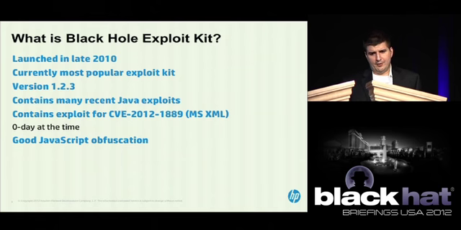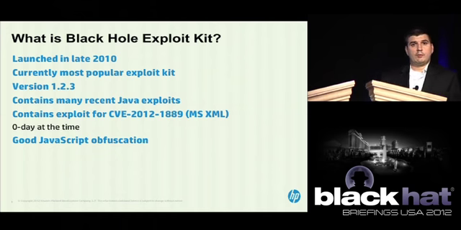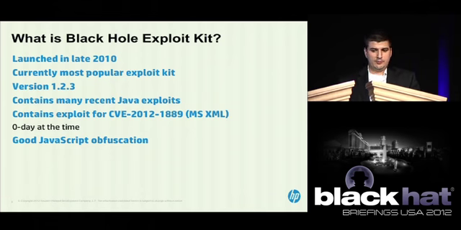And so I believe the last version was 1.2.3. They may have just recently updated it because they did just add a few new exploits. A lot of the exploits they've been using have been targeting Java vulnerabilities, and I'll get into that a little more in a couple of slides. Then there was a Microsoft XML vulnerability discovered in June. At the time it was 0 day, and it was being actively exploited.